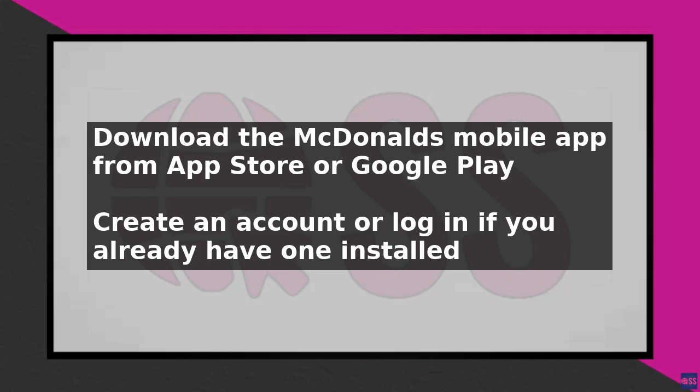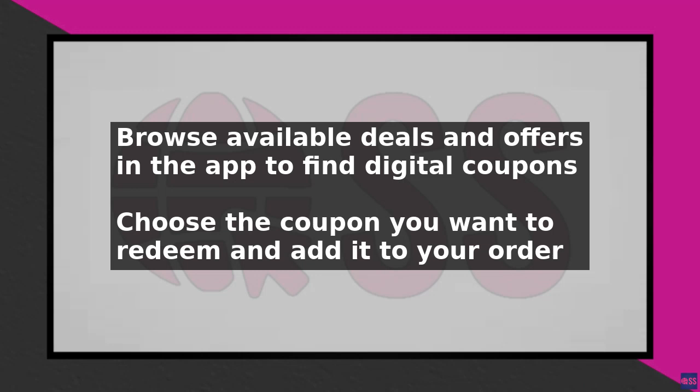The next step is to browse the available deals and offers section in the app, where you can find all the current digital coupons. Choose the coupon you want to redeem and click on it to add it to your mobile order or to save it to your account for later use.